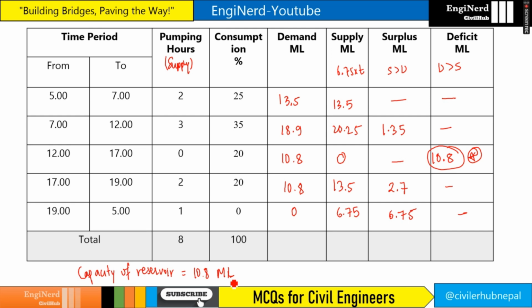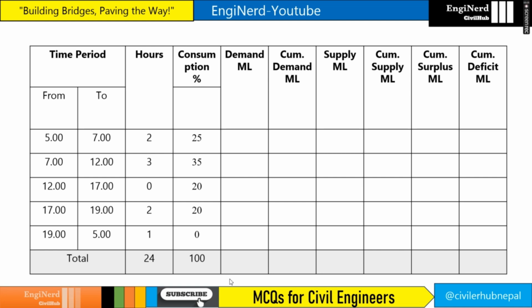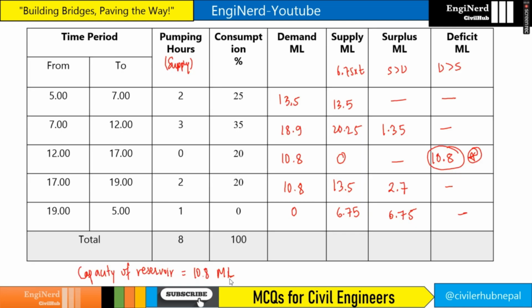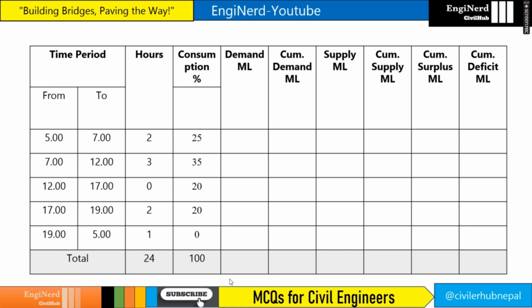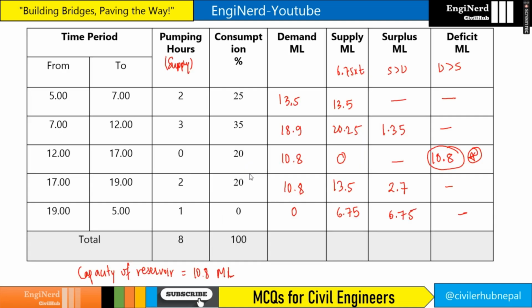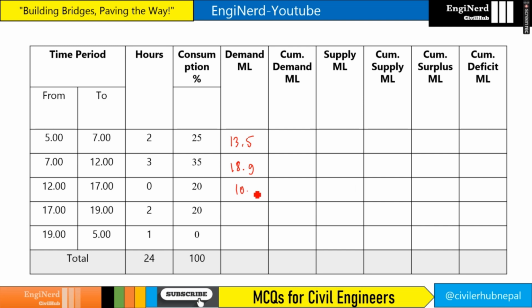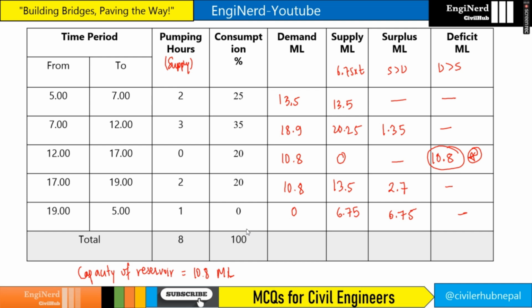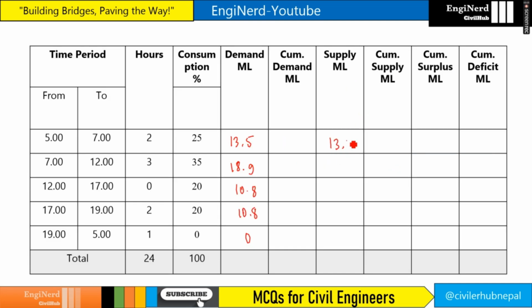Now if we go to the next method, let's copy this demand and supply. The demand is 13.5, 18.9, 13.5, 18.9, and then 10.8, 10.8 and 0, right? Now for the supply part, 13.5, 13.5, and then 20.25, 20.25, 0, 13.5 and 13.5 and 6.75.